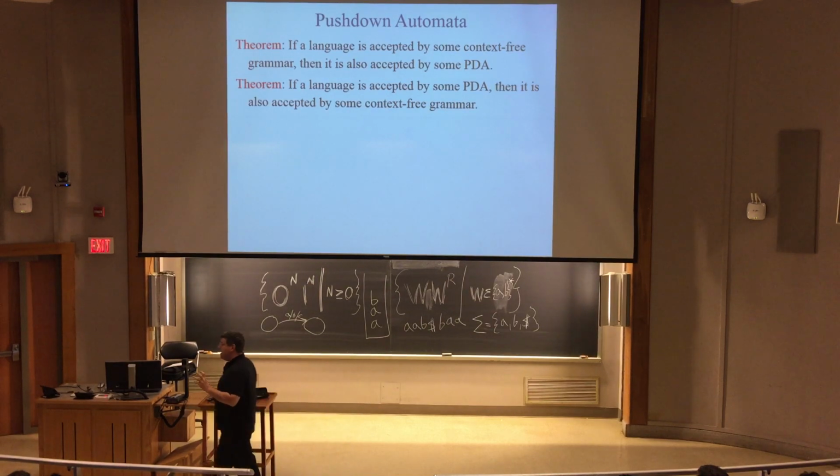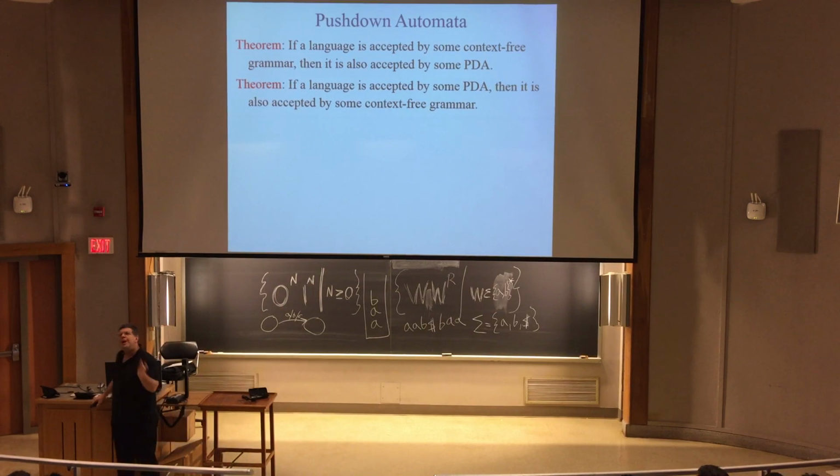But the bottom line is you can take a context-free grammar and automatically convert it to a PDA that will accept the same language that this grammar represents or generates. Conversely, you can take a PDA, a pushdown automata, and from it work out a grammar that generates exactly the strings that the PDA accepts, no more, no less.